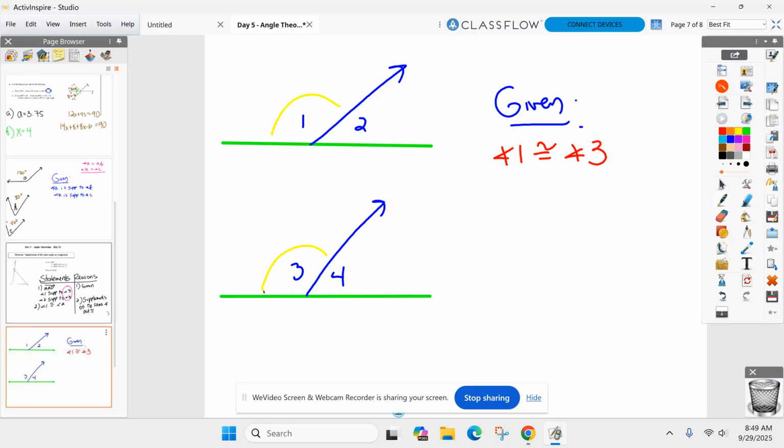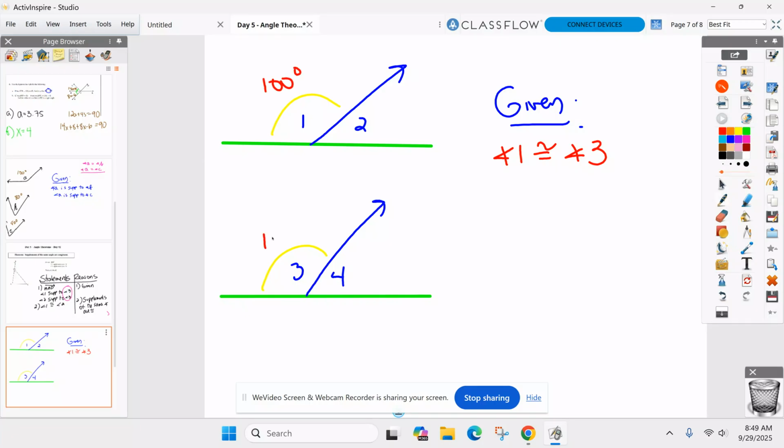Connor, got something? That's what I'm looking for. I don't want adjacent. I don't want to say they add to 180. I want to use what word? Yeah, everyone agree? 1 and 2 are supplementary. They add to 180. What do you know about 3 and 4? They're supplementary. Can we see that by the diagram? 1 and 2 add to 180. 3 and 4 add to 180. You got it.